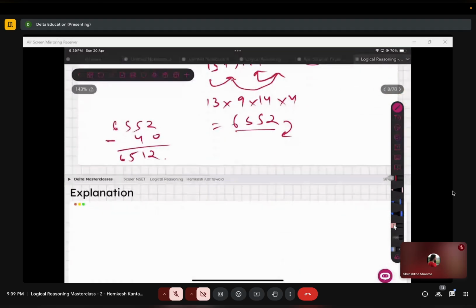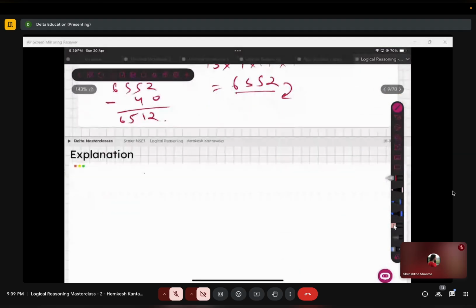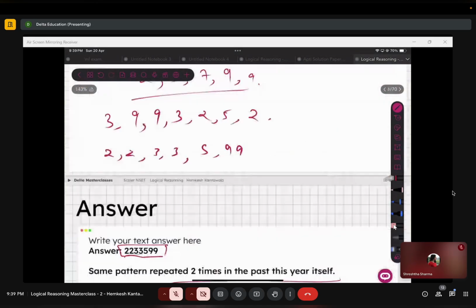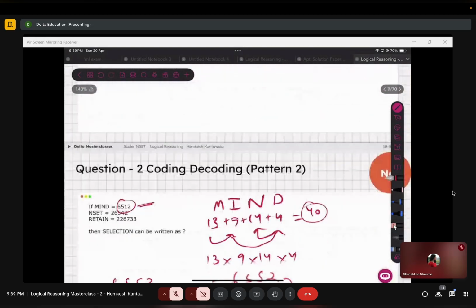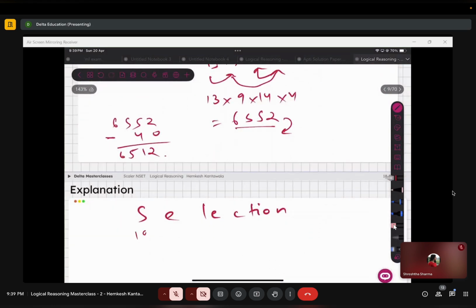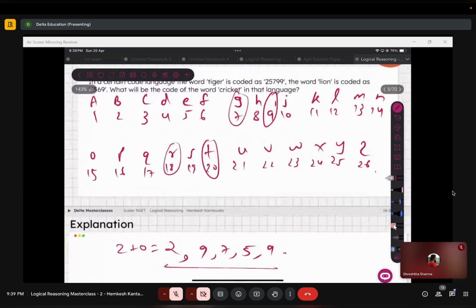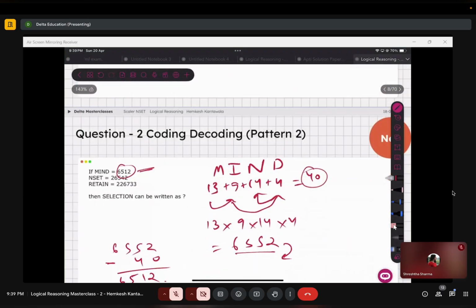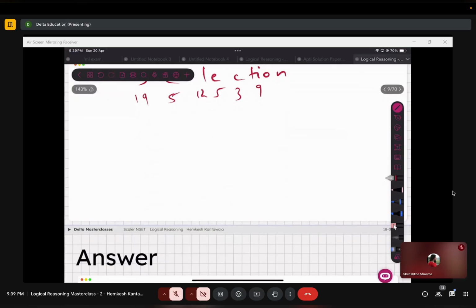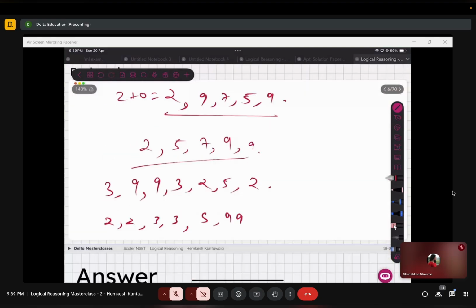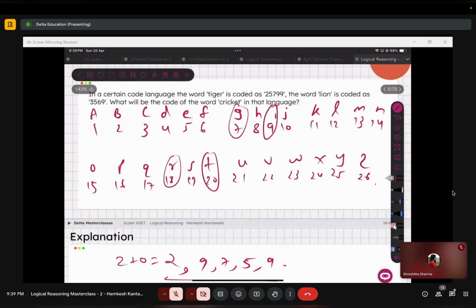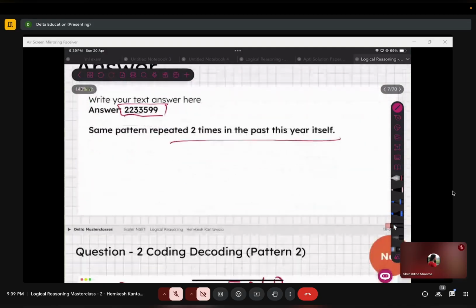So if we do this for selection, again, S is 19, E is 5, C is 3, I is 9, L is 12, T, O and N. T is 20, O is 15, N is 14.